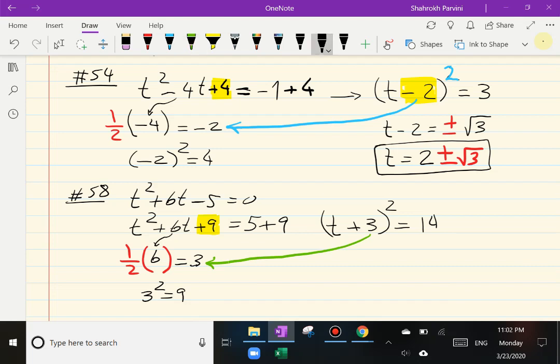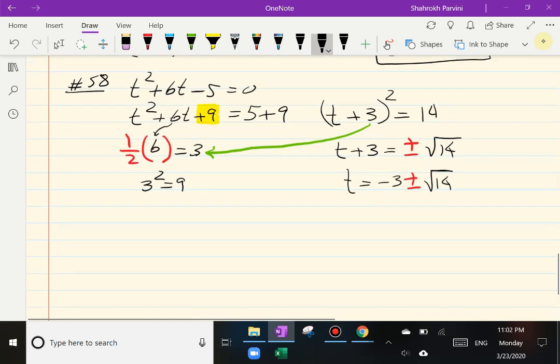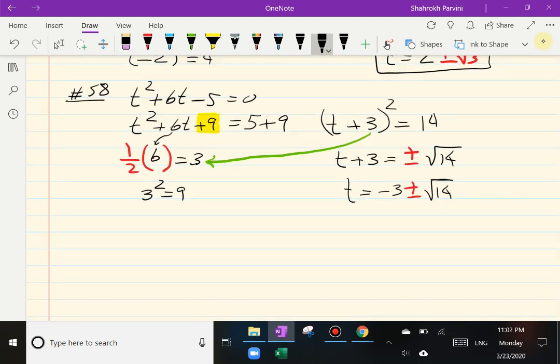Okay. Now, next step is to use the principle of the square roots. So I'm going to do that. I get t plus 3 equals plus or minus square root of 14. And the final step, we're going to subtract 3. And we have plus or minus. Now, square root of 14, there's nothing we can do with that because there are no perfect square factors in 14. 2 times 7, neither 2 nor 7 are perfect square factors. So that's going to be the solution.